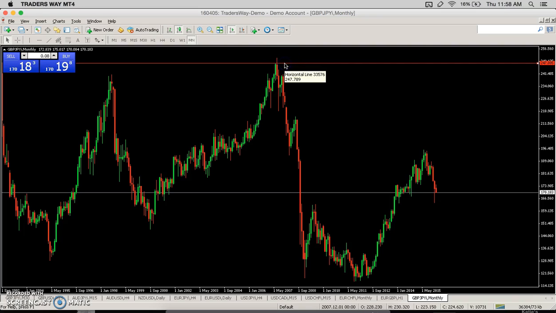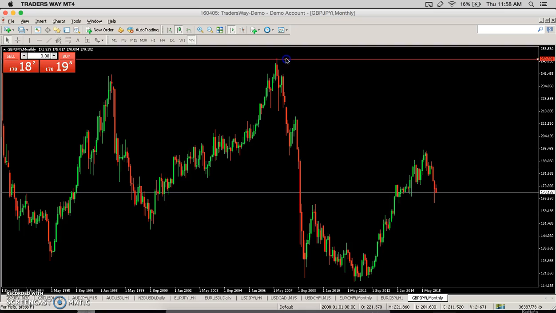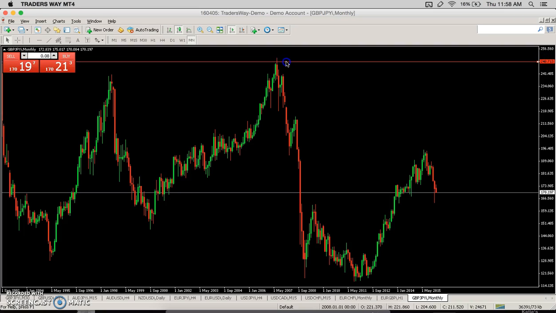Some people like to draw it at the body like I just did. Some people like to draw them at the top of the wick. For me, it depends on what I'm feeling, how I'm looking at it, how I scope out the pair. But you'll kind of get a feel for that as you're doing this. It's not really something that you learn right away. It's kind of an art.